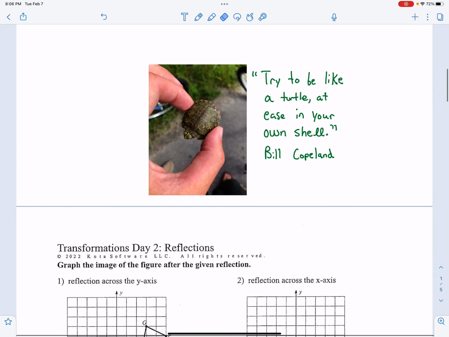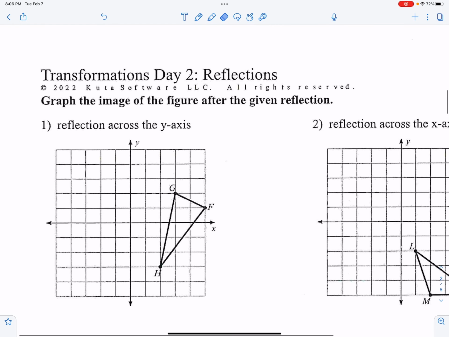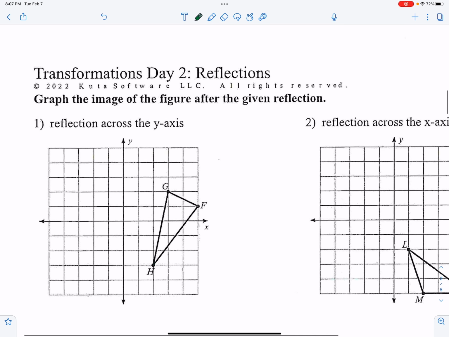But anyway, let's go on to page 24 in our packets. We have another about a 5 minute video, hopefully less. We are going to talk about a different transformation today. On Tuesday, we talked about translations, and today we are going to talk about reflections.